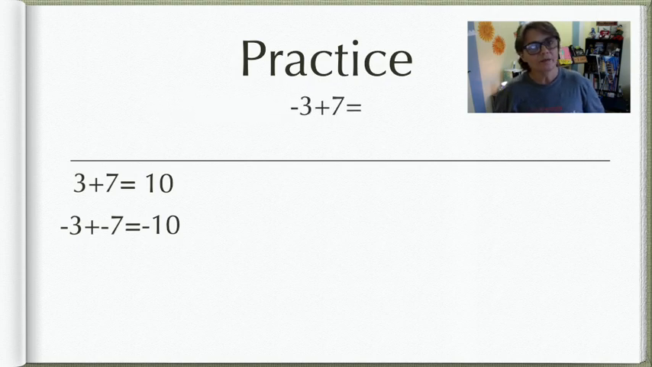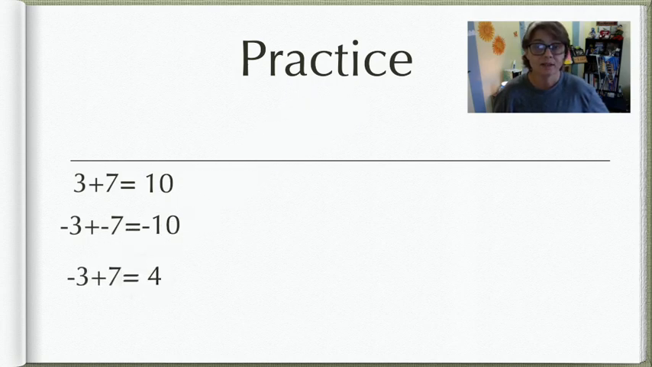What about negative 3 plus 7? They have a different sign. Your 3 has a negative sign, your 7 is positive. Different signs subtract. 7 minus 3 is 4. Which one do I have more of? Positive or negative? On this one, I have more positives. So my answer is going to be positive 4.